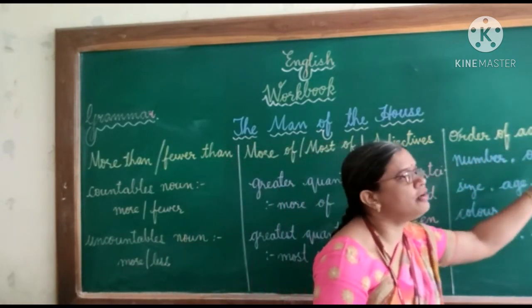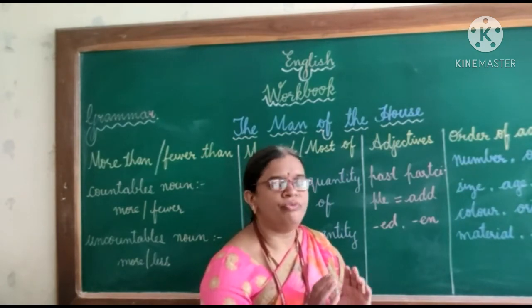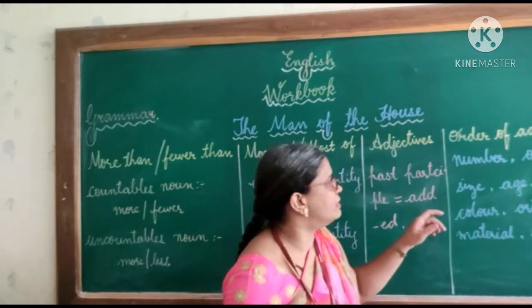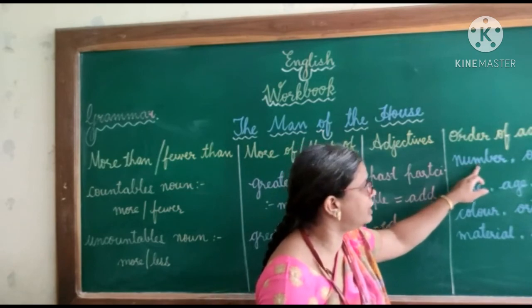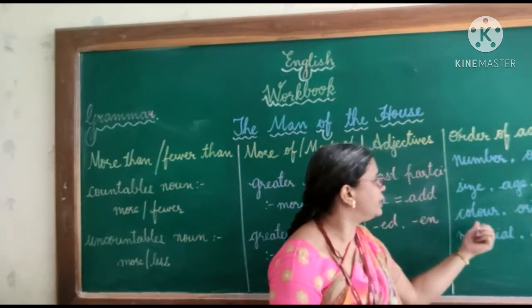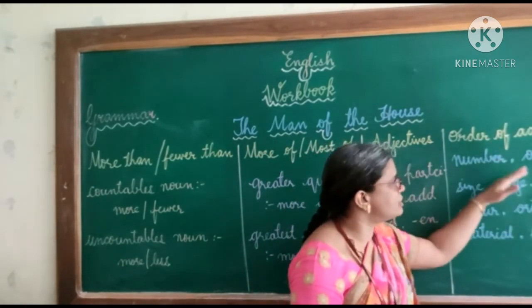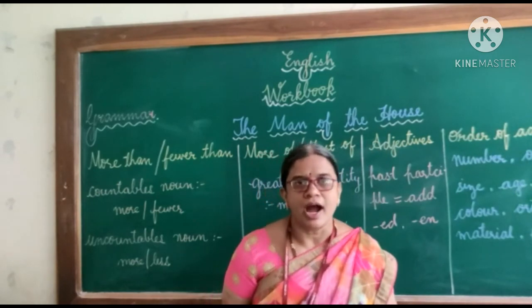Next is order of adjectives. If you are using more than one adjective to a particular noun, we have to follow a certain order. What is it? First we have to use the number, opinion, size, age, shape, color, origin, material and purpose. In this order only we have to use the adjectives.